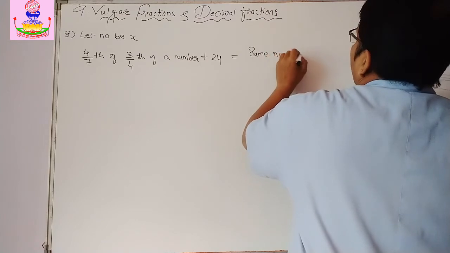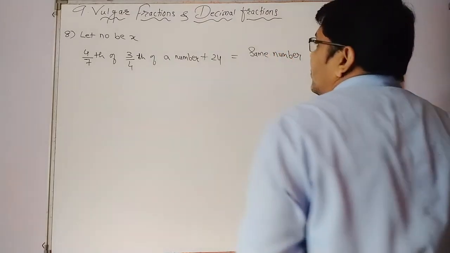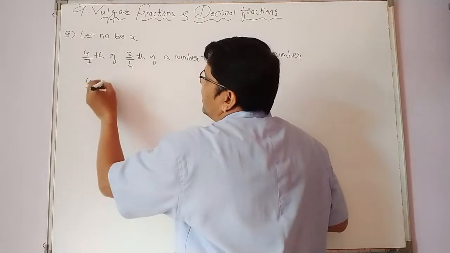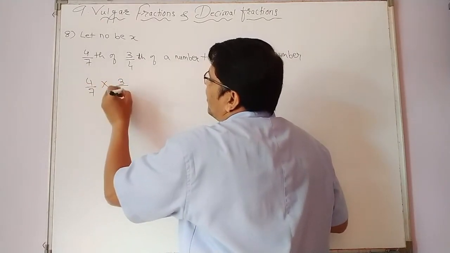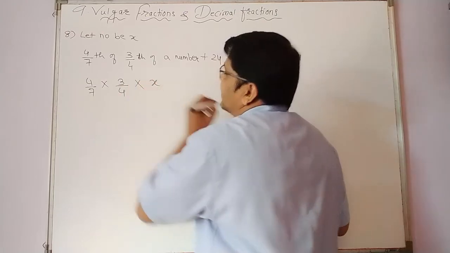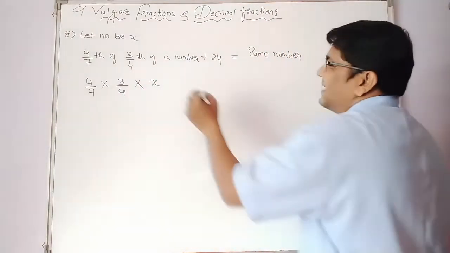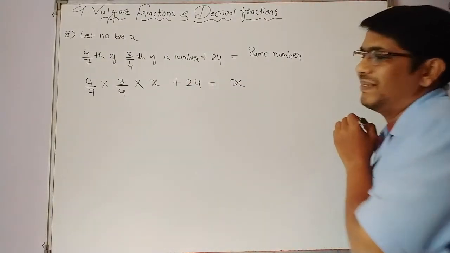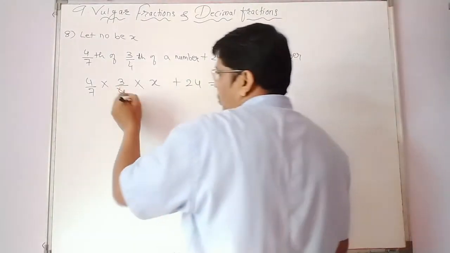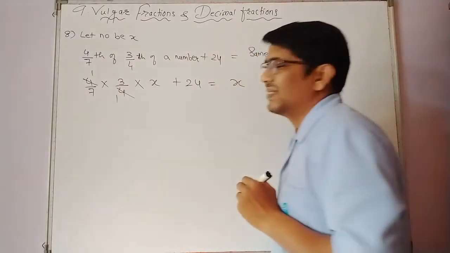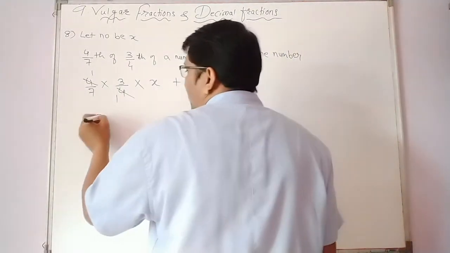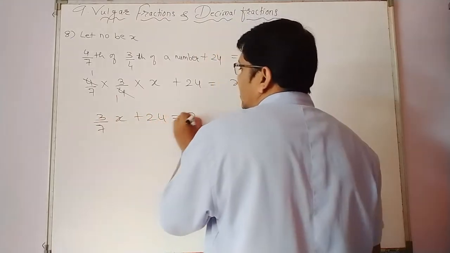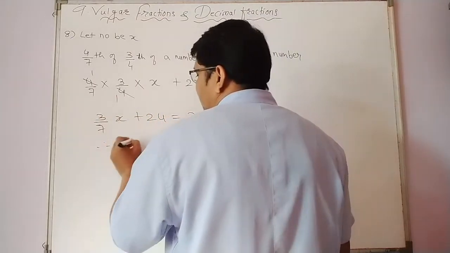Now we will put that in an equation. So we have assumed that the number is x. So 4 upon 7 of means multiplication. 3 upon 4 of means multiplication. Number means x, plus 24, that is equal to x. Okay, now see here. 4 1 4. So what remains? 3 upon 7x plus 24, that is equal to x.